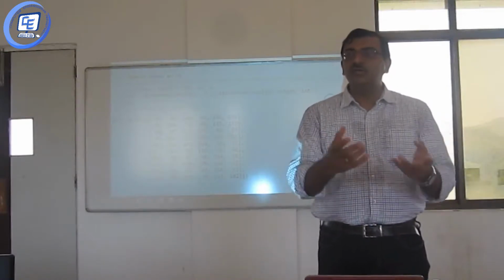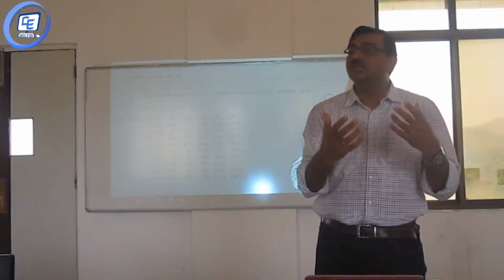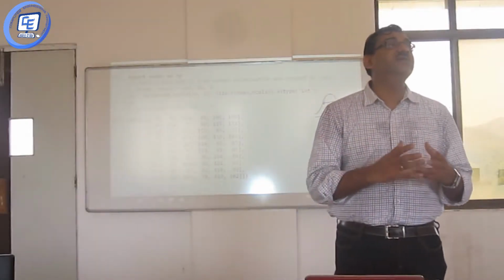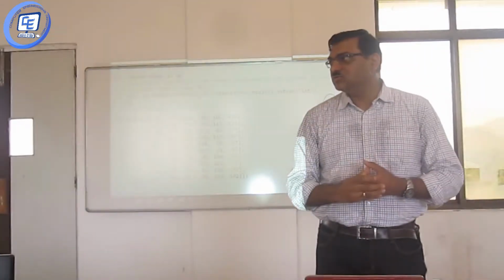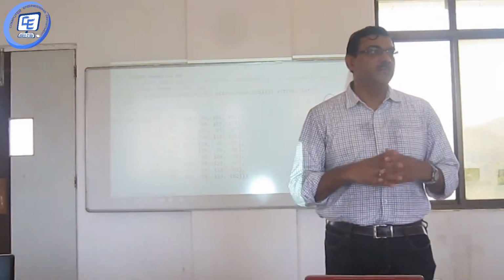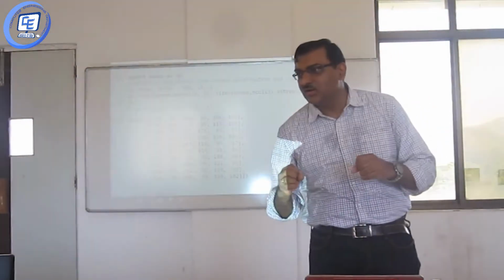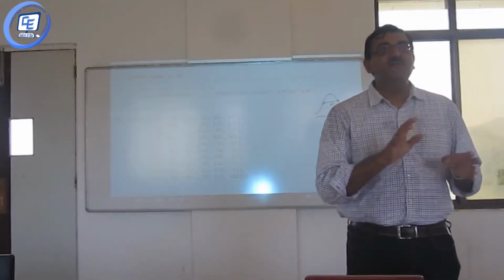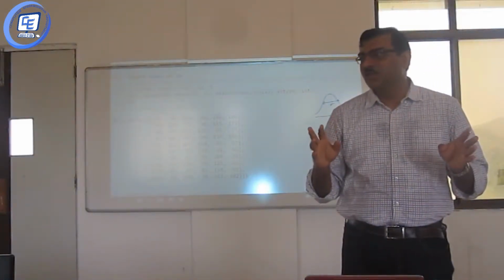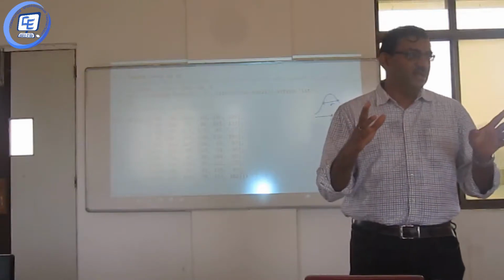The question is how to assign these real numbers. For that there are various types of distributions: uniform distribution, exponential distribution, Gaussian distribution, binomial distribution, Poisson distribution. There are so many distributions. For example, uniform distribution means every number is equally likely.